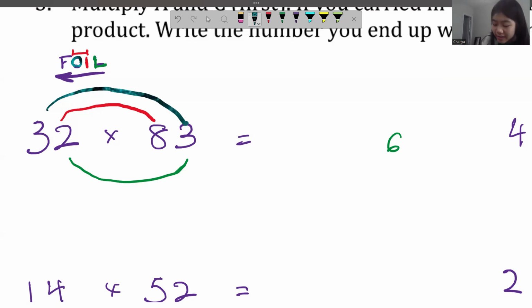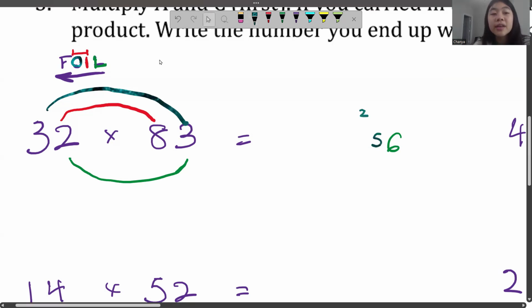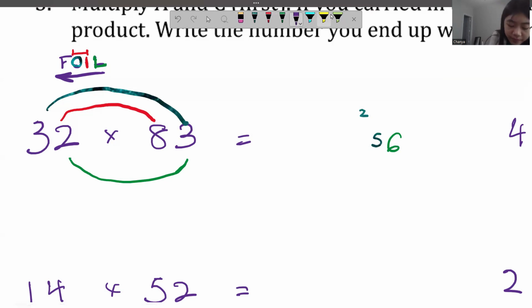Now what you write is actually 5, and you carry the 2. So until you get to doing the F, in other words, the first digits, you only write one digit at a time. And when you get to F, you can write as many digits as needed.